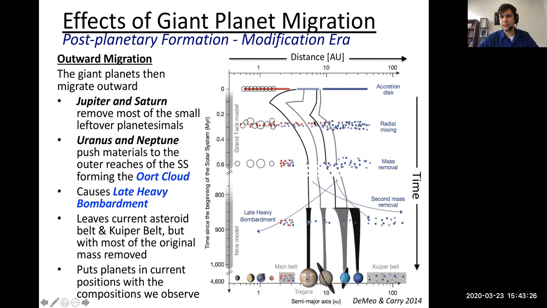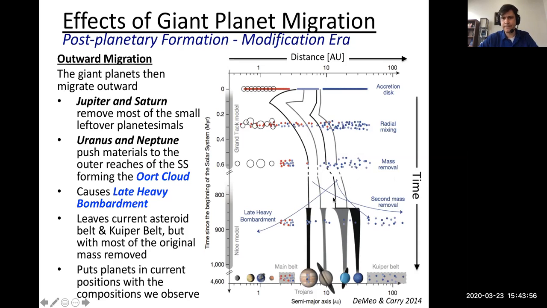Uranus and Neptune, being less massive, are migrating outward too, and they're going to stir up and sling material around as well, but at lower speeds because they're lower mass and have less gravity. So a lot of the material that they sling around is going to end up being slung out to the outermost regions of the solar system, forming our Oort cloud. Also, removing a lot of the material that we expected from our Kuiper belt as they migrate outward and redistribute all that material.